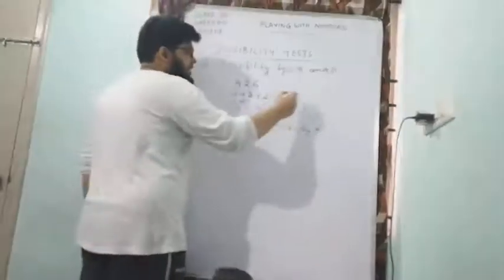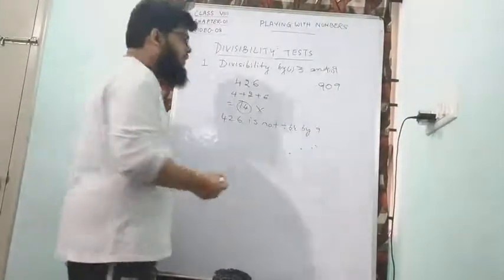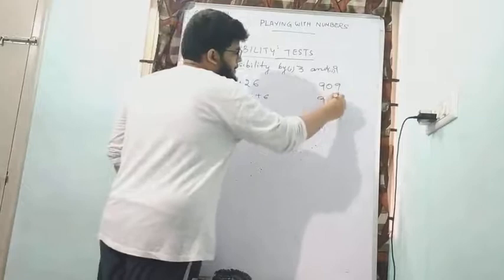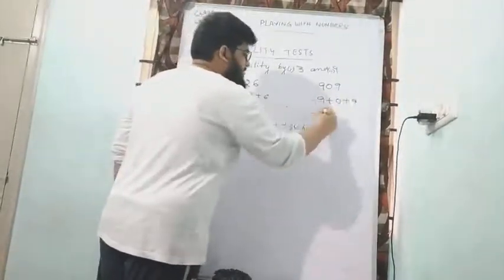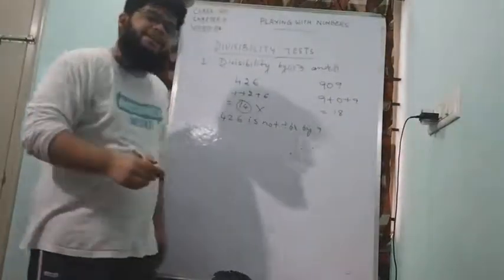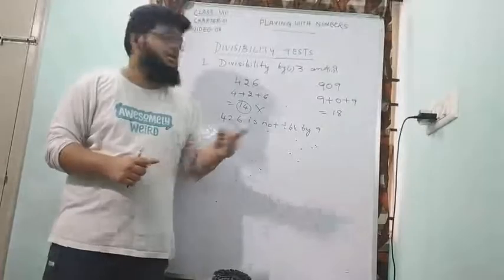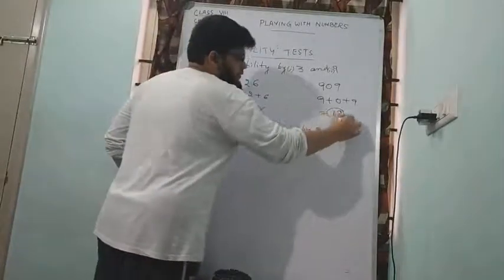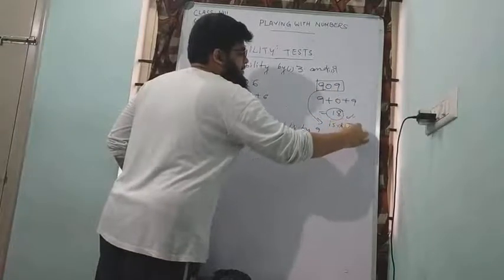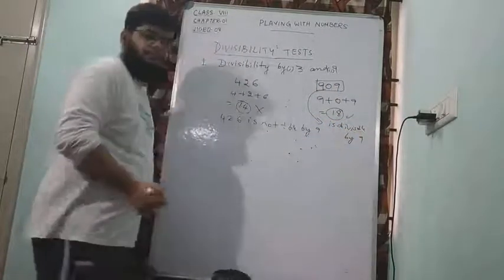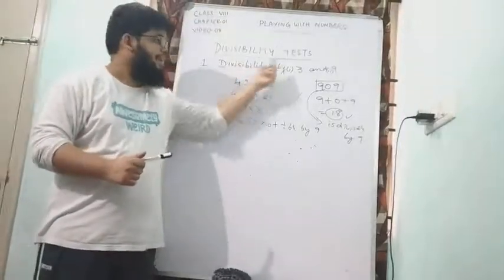Okay, so let me take a number like 909 and check if this is divisible by 9 or not. Let me add 9 plus 0 plus 9. 9 plus 0 is 9 only, and 9 plus 9 is 18. So do we get 18 in the table of 9? 9 ones are 9, 9 twos are 18, right? So if I get this number in the table of 9, that means 909 is divisible by 9. I hope you have understood the divisibility rules for 3 and 9.